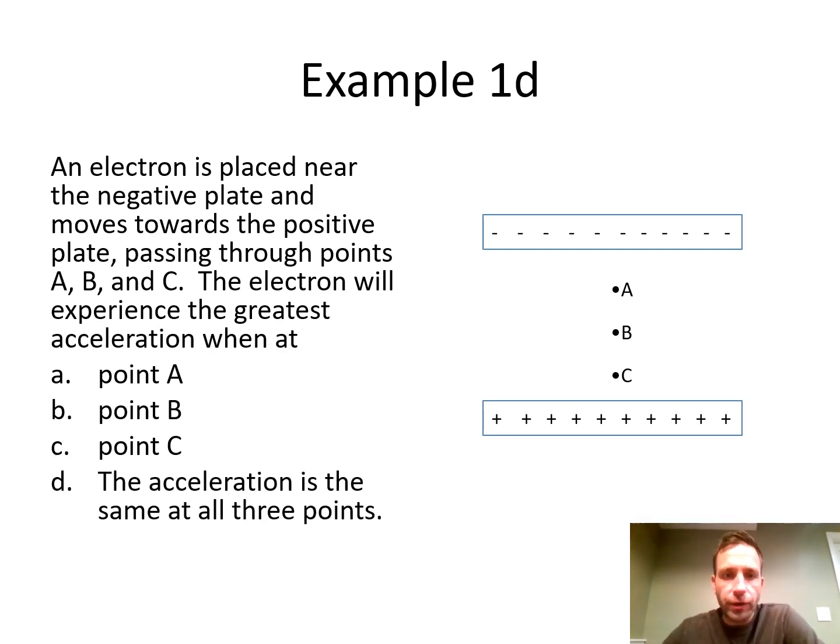An electron is placed near the negative plate and moves towards the positive plate, passing through points A, B, and C. The electron will experience the greatest acceleration when at. So according to Newton's second law, if the force is the same everywhere between the parallel plates and the mass of the electron is a constant, then the acceleration must be constant as well.